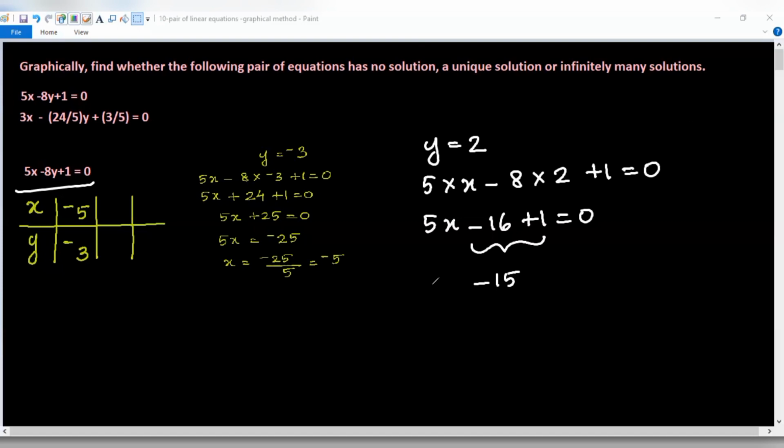So it is minus 15 and here we have 5x. So 5x minus 15 equal to 0. When we take this minus 15 to the right side, what we get is 5x equal to positive 15, or we can write it as 5x is equal to 15. When we take this 5 to the right side, it will become division. 15 by 5, that is 3.